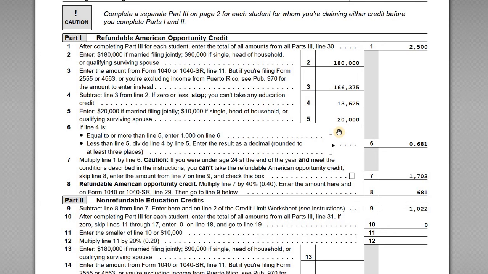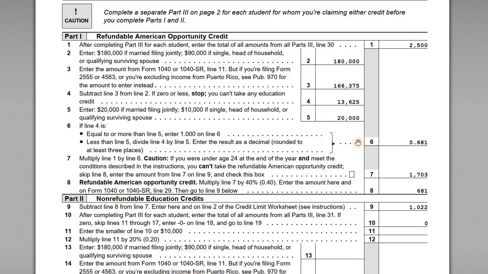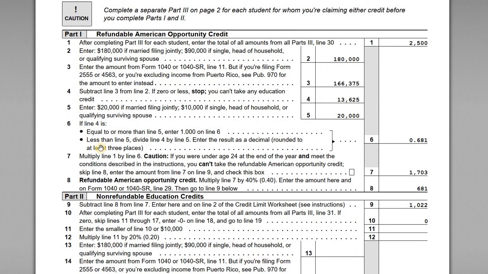So remember, if it's under $160,000 of AGI, you basically get a full credit. If it's anything over $180,000, you get nothing. If it's between $160,000 and $180,000, you've got a phase out issue. So we've got the $20,000 listed there. Now it states if line 4 is equal to or more than line 5, enter 1 on line 6. If it's less, which is the case for us, divide line 4 by line 5 and enter the result as a decimal rounded to 3 places.